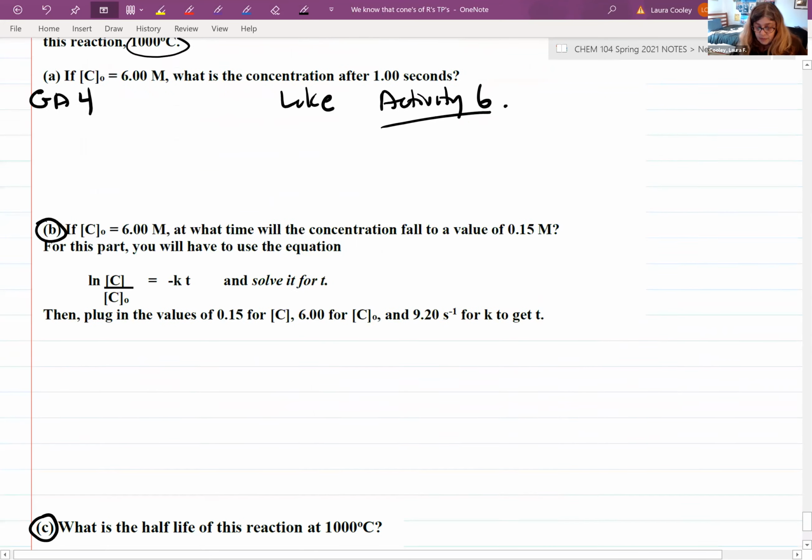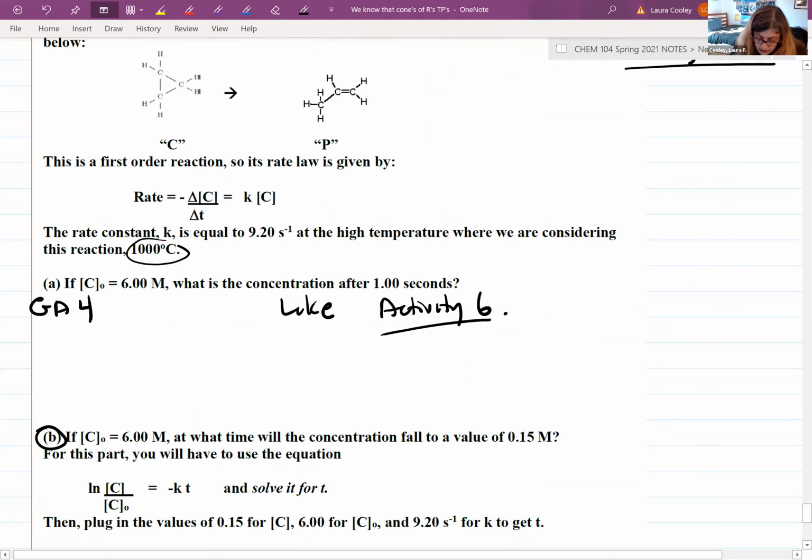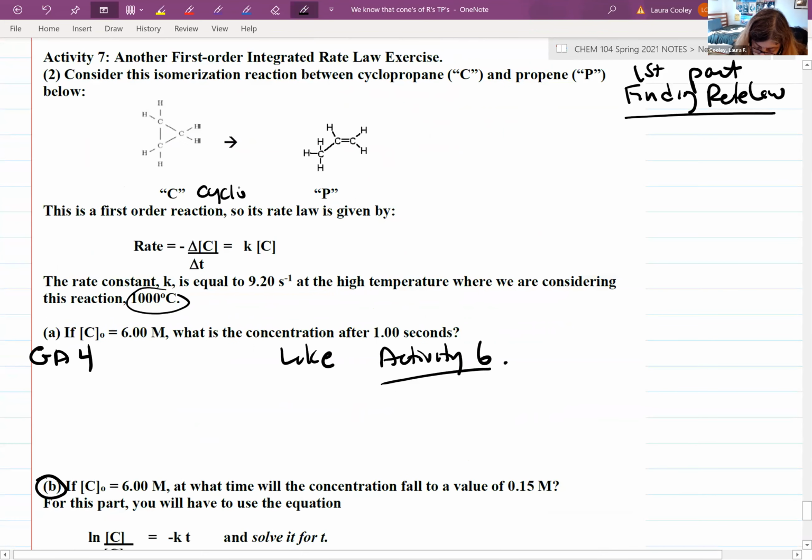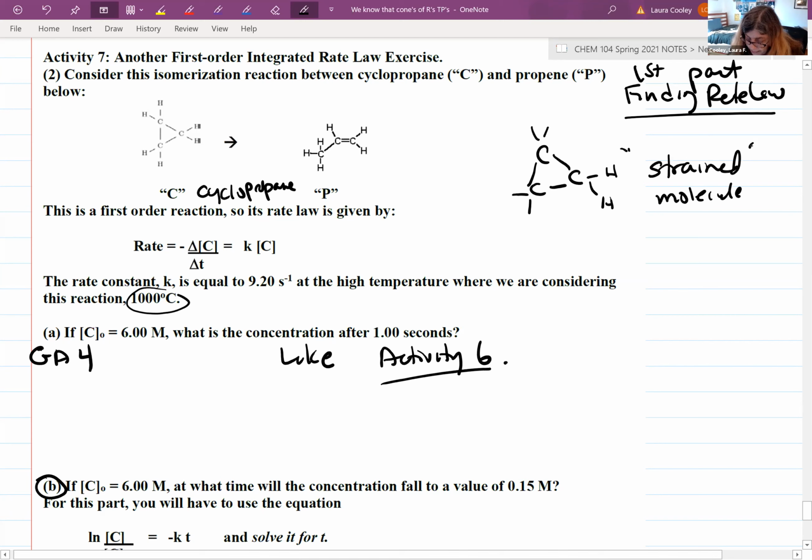So here is the reaction. This is cyclopropane. A propane is a 3-carbon chain. Cyclopropane is like that with hydrogens here. It doesn't like being like that. This is a very strained molecule. It's not very stable, because cyclopropane is just at that angle. These carbons don't want to be at that angle. This bond angle is all wrong.